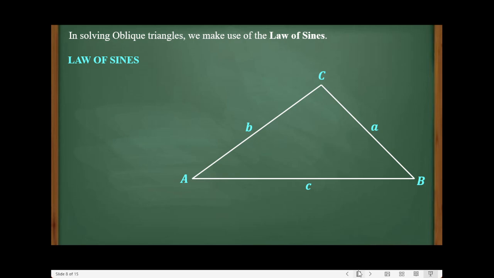Now, if we're going to solve this triangle, we make use of a formula or an equation, and that formula is known as the law of sines. Now, what is this law of sines? So, if we're going to state the concept or the statement behind the law of sines, it is this.